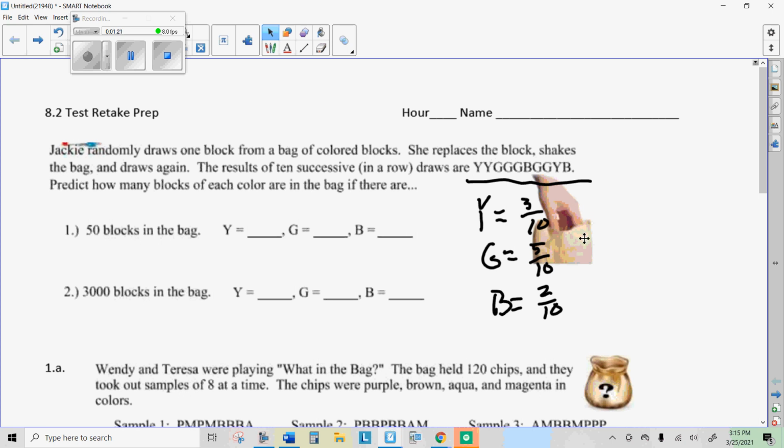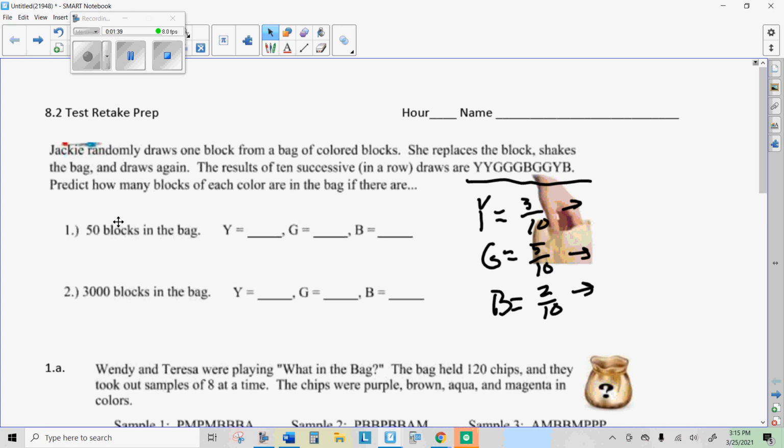If you think about it, according to this sample at least, it looks like half of them are going to be green. Looks like about 30% are going to be yellow and about 20% are going to be blue. Now this isn't going to be exact, but this can represent our total in the bag.